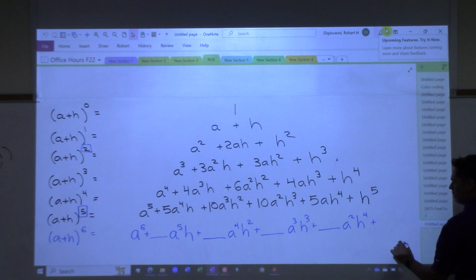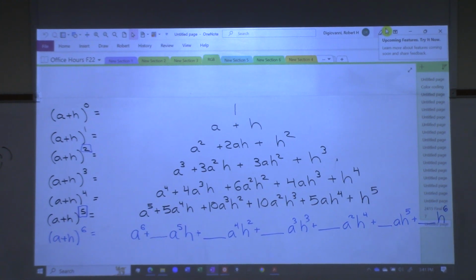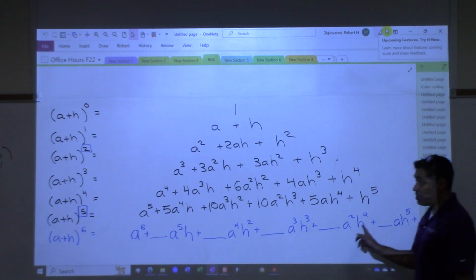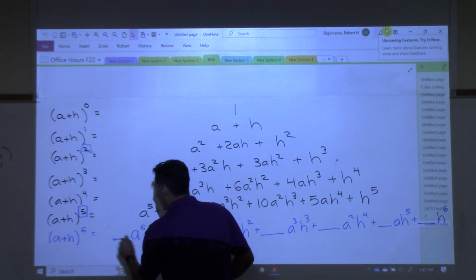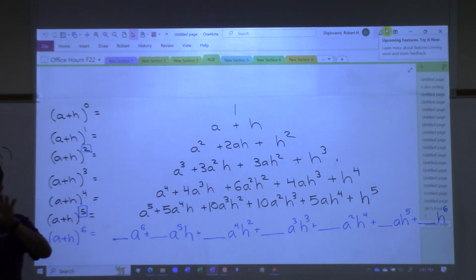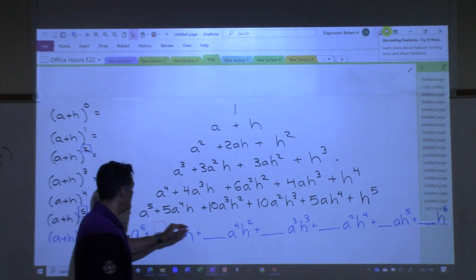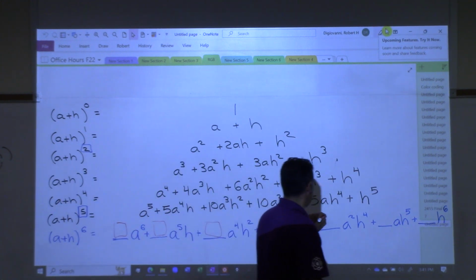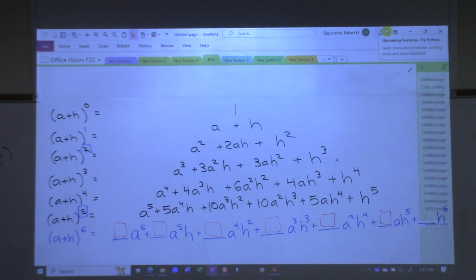When am I going to stop? Some number, a h to the fifth. I should stop when my a's are gone and I have h to the sixth power. That's when I should stop. And that is correct. There's a number in front of the a to the sixth. That is correct in terms of the powers on the a's and the h's. The only thing I don't know are the numbers. What is that number? And it seems a little bit mysterious if you've never seen Pascal's triangle. It's a little mysterious as to where those numbers come from.